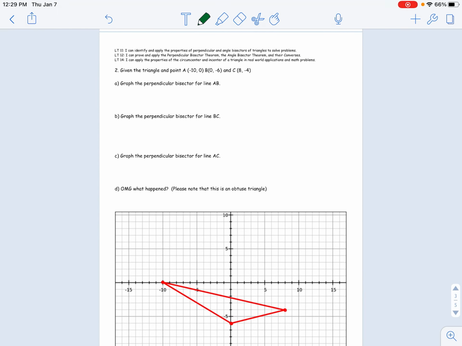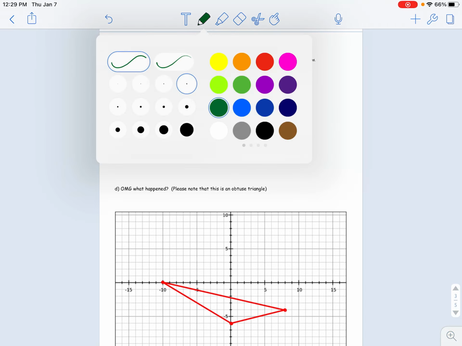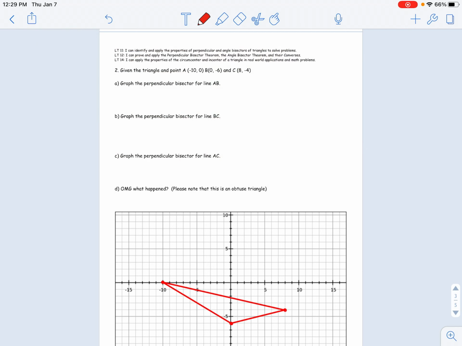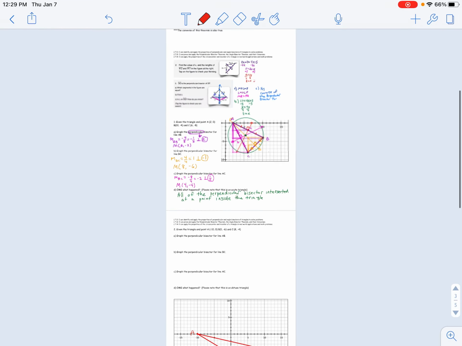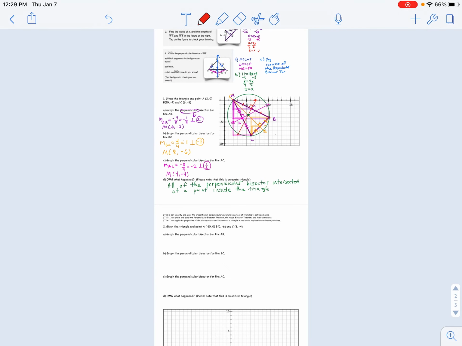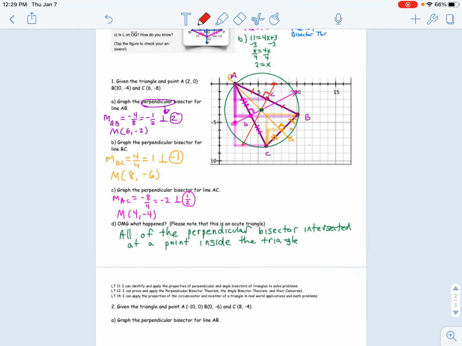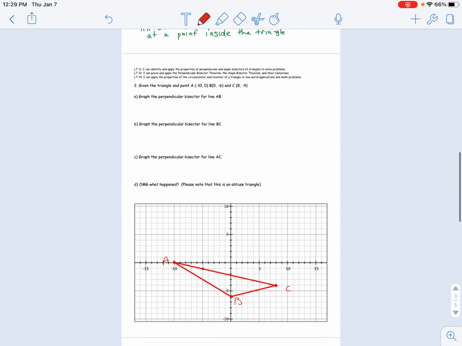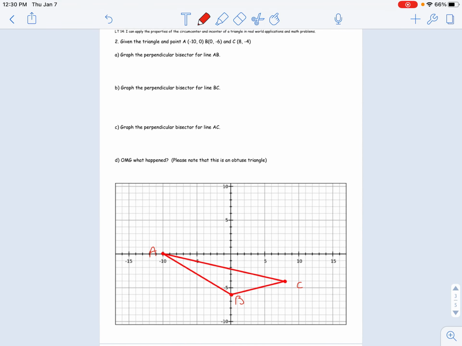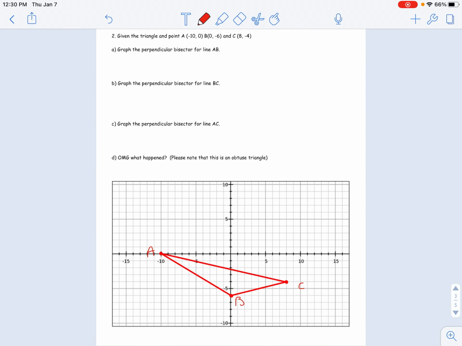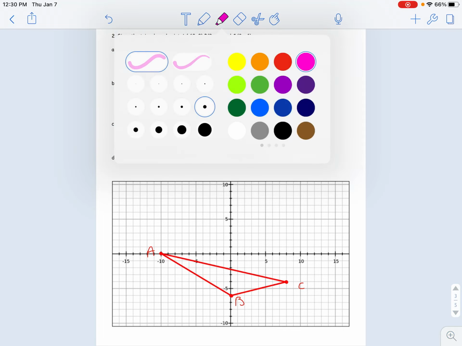All right, now this one, again, a lot going on. Let's just focus one thing at a time. A is this point right here, B is that point right there, and C is that point right there. We're going to do the same thing we just did, but for a different triangle. That was an acute triangle. So all 3 perpendicular bisectors intersect for an acute triangle. This right here is an obtuse triangle. Let's see what happens here. All right, graph the perpendicular bisector for AB.